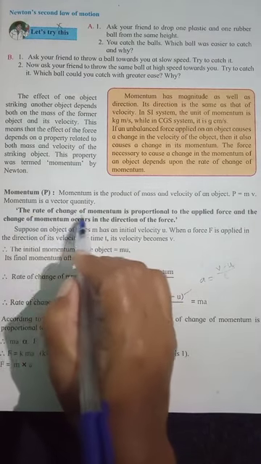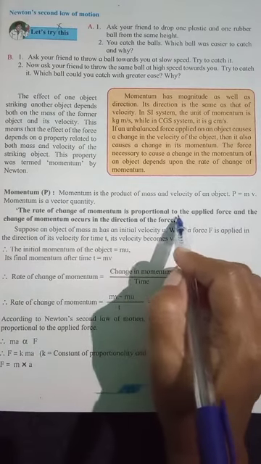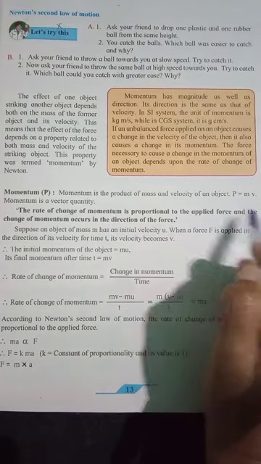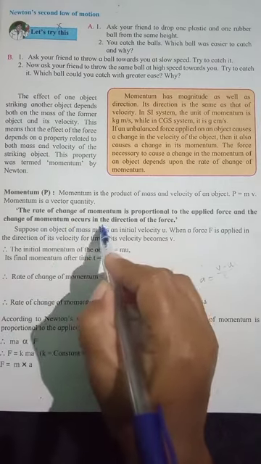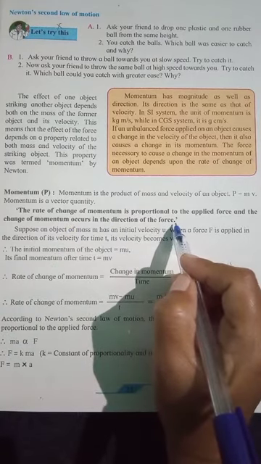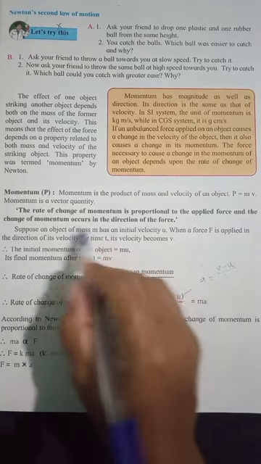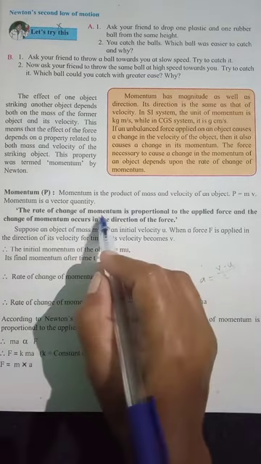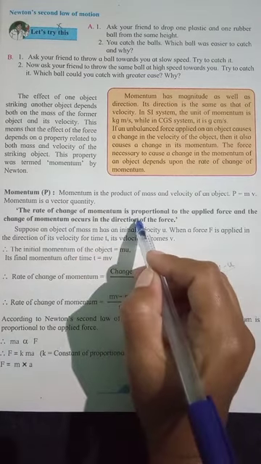The rate of change of momentum is proportional to the applied force, and the change of momentum occurs in the direction of the force. This is the second law of motion. Newton's second law of motion: the rate of change of momentum is proportional to the applied force, and the change of momentum occurs in the direction of the force.